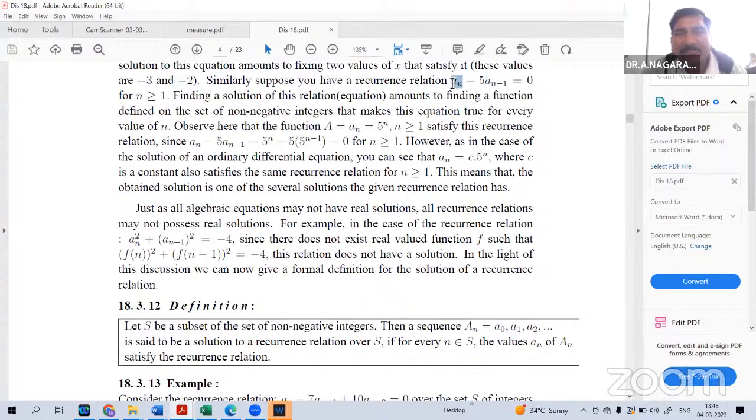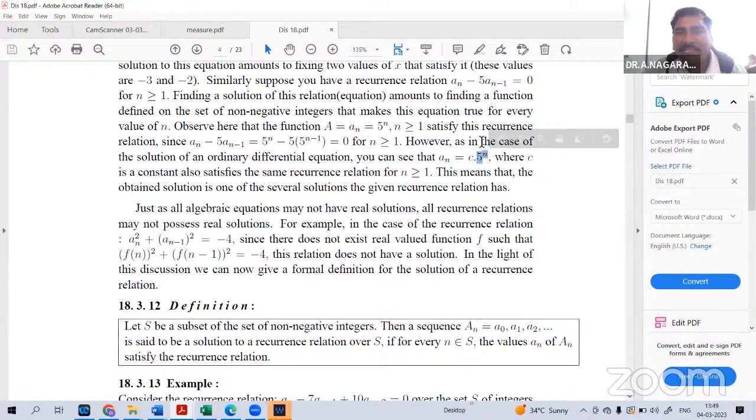And a_n is also 5 power n. So 5 power n minus 5 power n becomes 0. It means that if I take a_n equal to 5 power n, it clearly satisfies the recurrence relation. You can see that a_n minus 5 times a_(n-1) equals 5 power n minus 5 into 5 to the power of n minus 1, which equals 0. So clearly I got the solution a_n equal to 5 power n as our required answer.